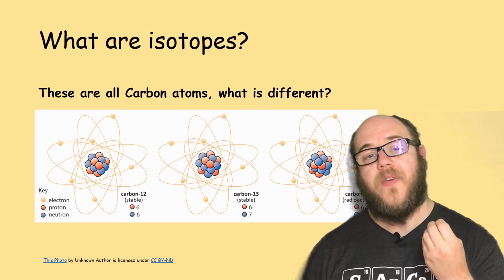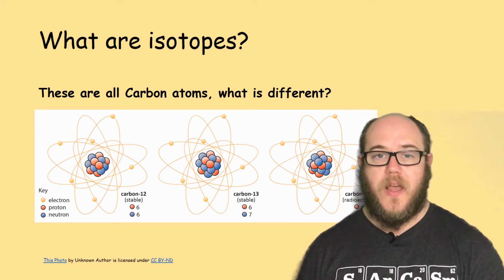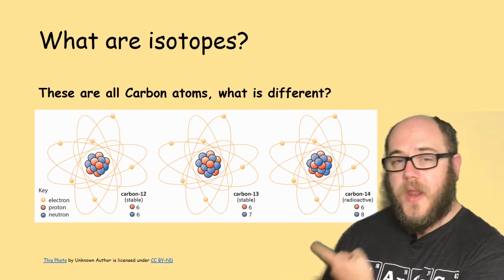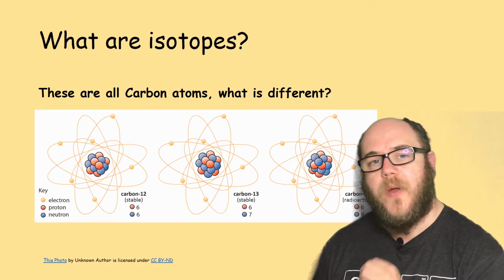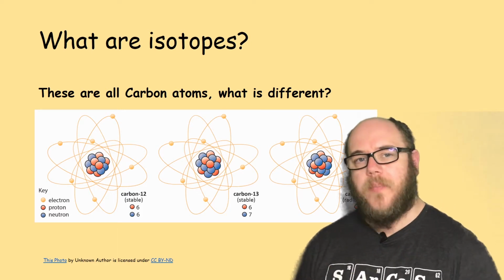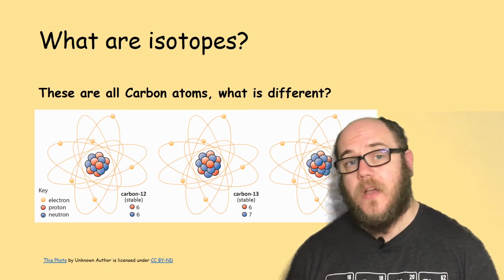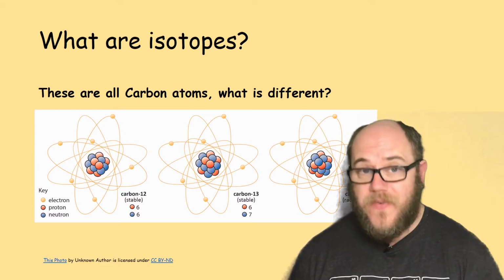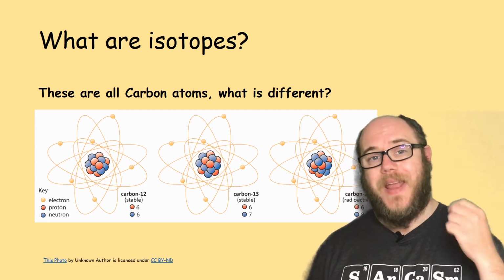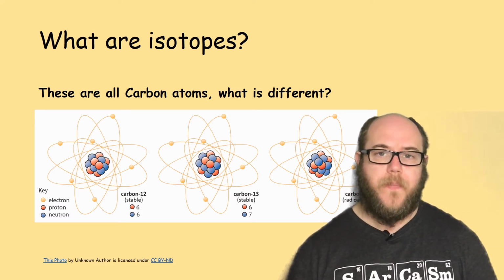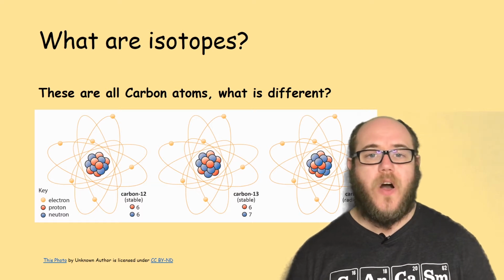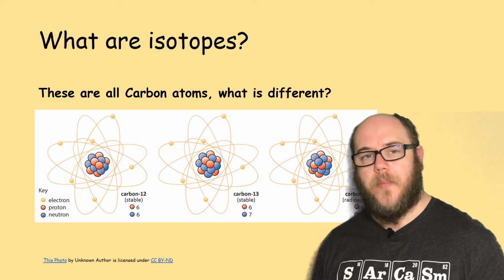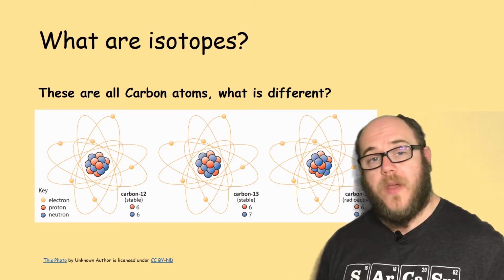The nucleus of an atom can be different sizes. There are 3 different carbon atoms here. One is carbon-12, the most common form of carbon. In carbon-12, there are 6 protons and 6 neutrons. So there are 12 particles in the nucleus at any one given time. These particles inside the nucleus are called nucleons. There are 12 nucleons inside carbon-12. See where we're going with this?